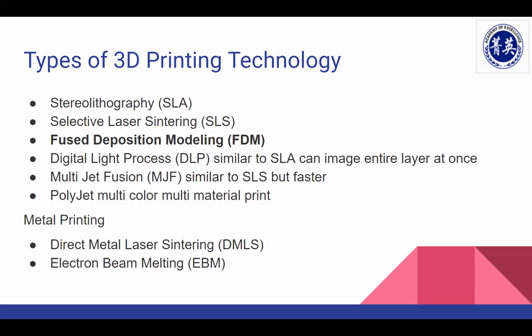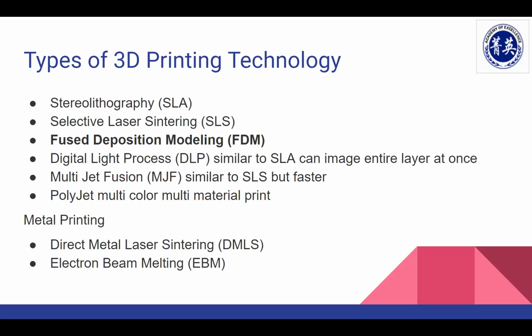There are some newer stuff called DLP, which is very similar to the SLA machine, also working on a resin. Instead of one laser pinpoint at a time, it generates a 2D image of this layer, and it hardens an entire layer at one time.